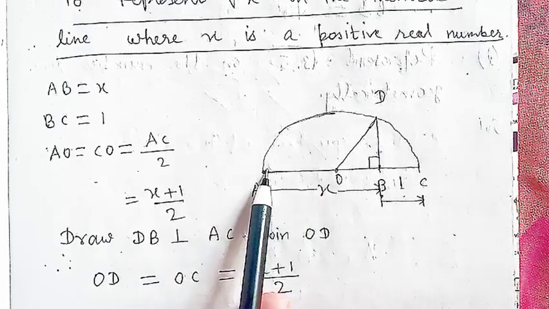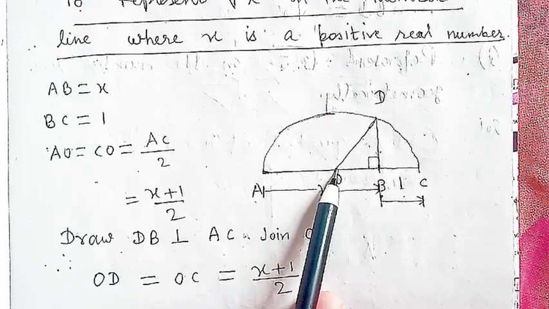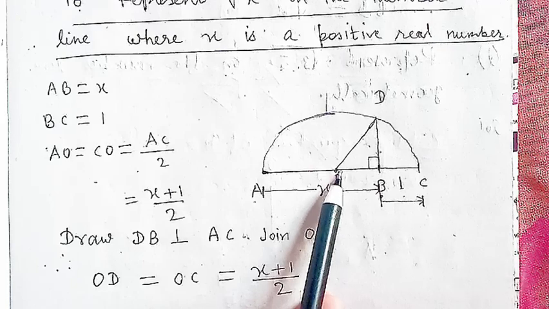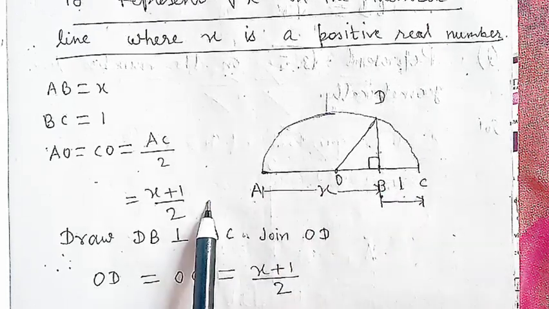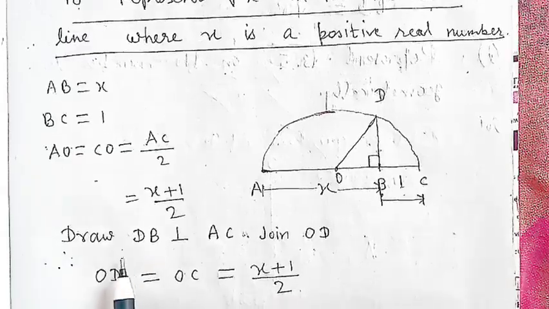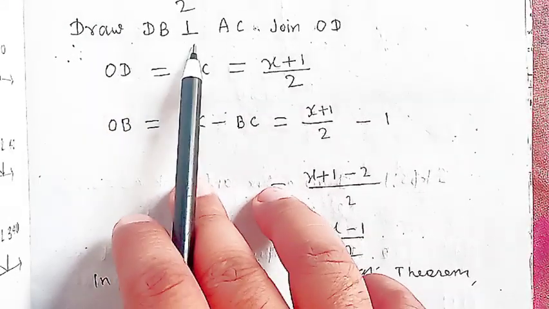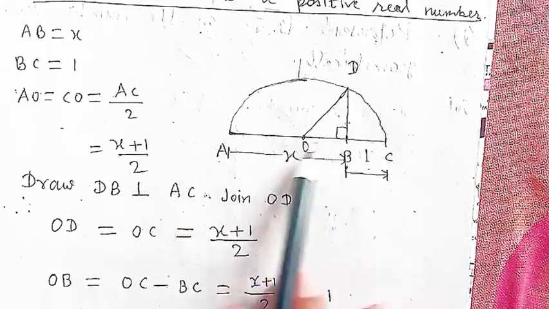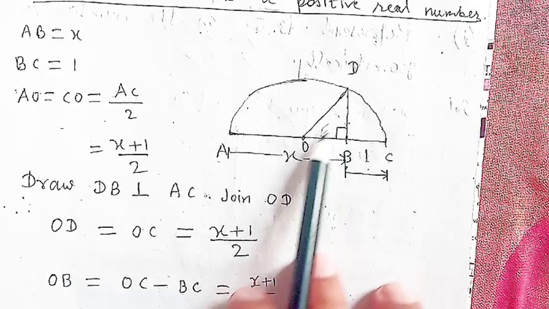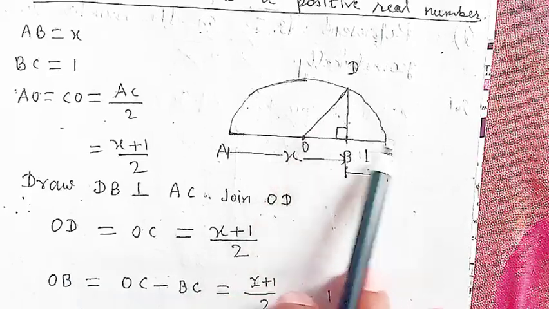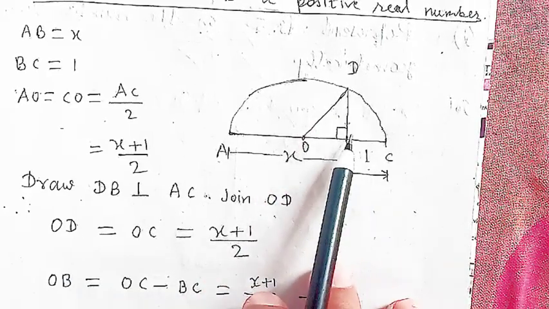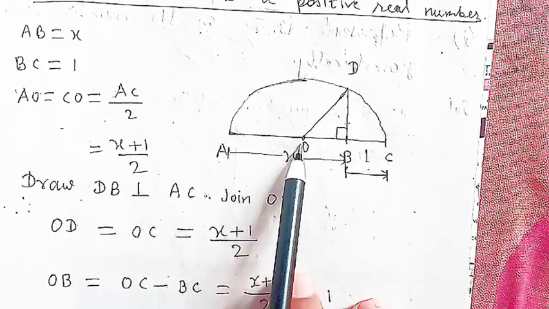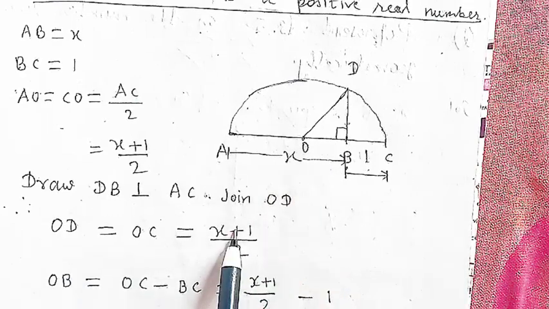Now we draw the perpendicular bisector of AC. Then O becomes the midpoint of AC, and AO is equal to CO, and CO is AC by 2, that is x plus 1 by 2. Now we draw DB perpendicular to AC. Join OD. Then OD is equal to OC, because OD and OC are radii of the same semicircle. So OD is x plus 1 by 2.